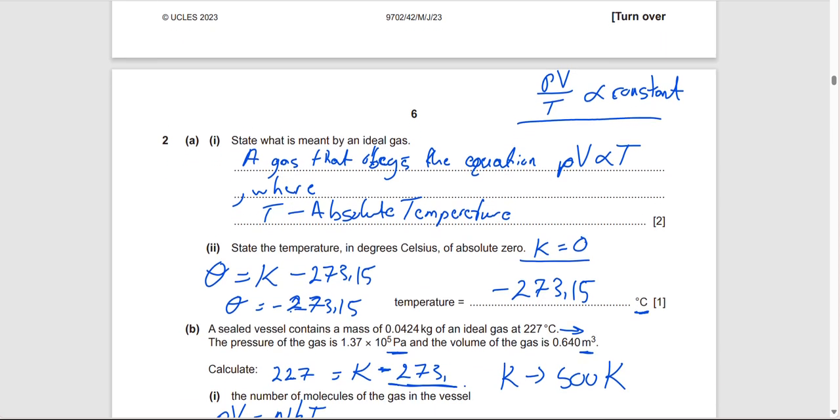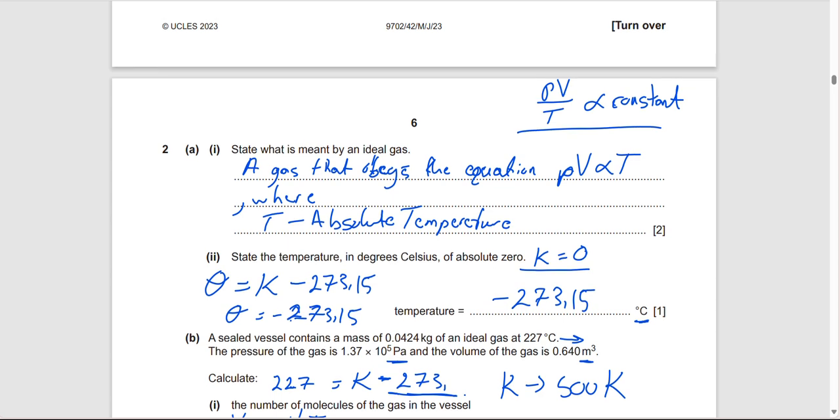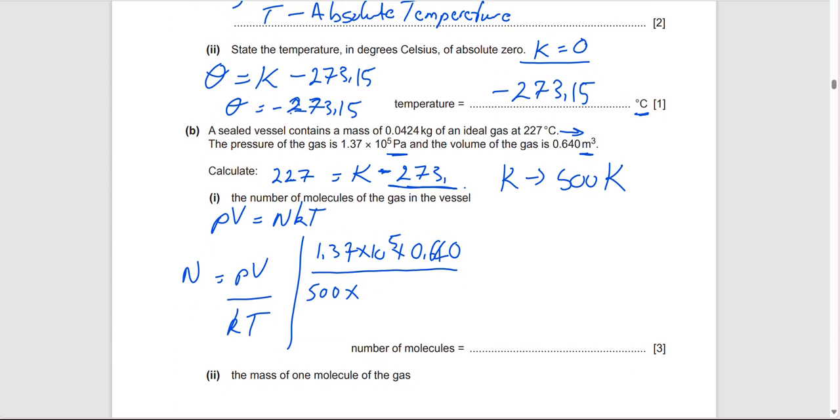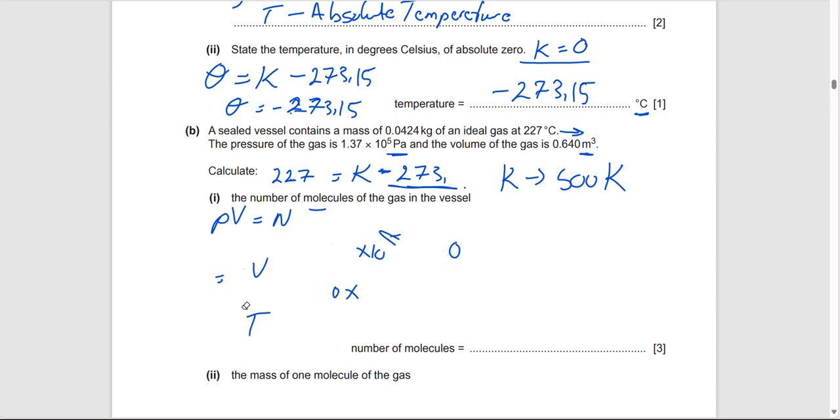And then for this question, it says, a sealed gas vessel contains a mass of 0.42 by 10 to the 442 kgs of an ideal gas at 227 degrees Celsius. The pressure of the gas is 1.37 by 10 to the 5 pascals, and the volume of the gas is 0.640 cubic meters. So the way you calculate this is, let me just show you. I didn't record this part, right? Let me show you how you get it done.